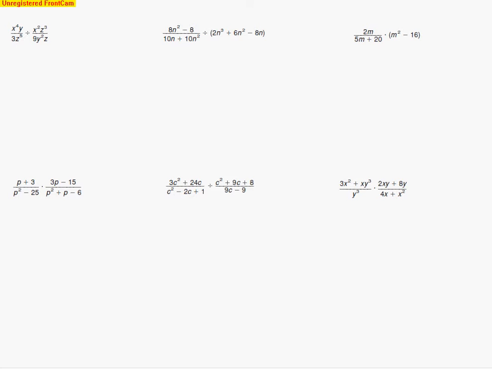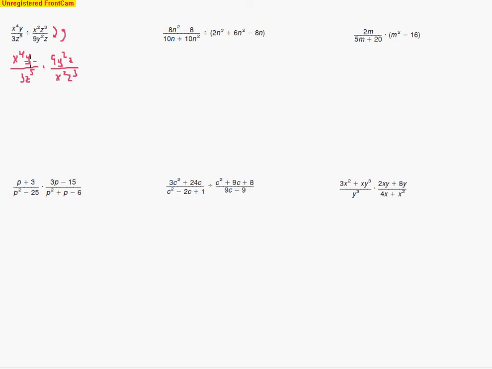Well, first one here, we've got a division problem. So the first thing I'm going to do is take the reciprocal of this. So I'm going to rewrite this as a multiplication problem: x to the 4th y over 3z to the 5th power, multiplied by 9y squared z, and this is all over x to the 2nd, z to the 3rd. So that's the first step.